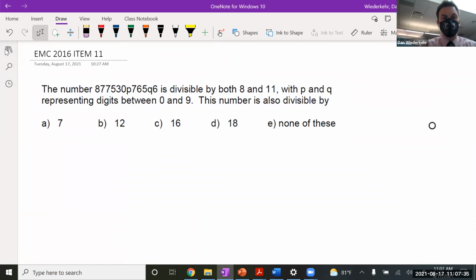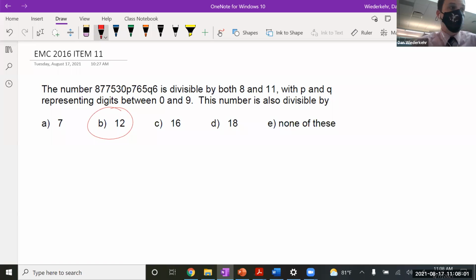Okay, so this question is the 11th item off of the EMC 2016, and it looks crazy. But really it's just talking about rules of divisibility. We're going to use those rules of divisibility here. The answer, by the way, if you're just looking for the answer, is 12, B. But let's talk about how we can get to that.